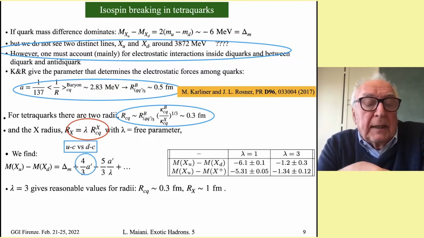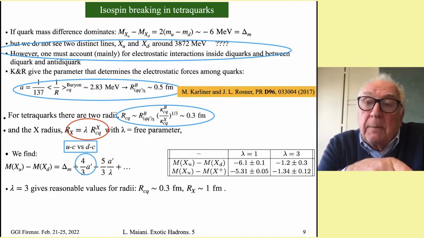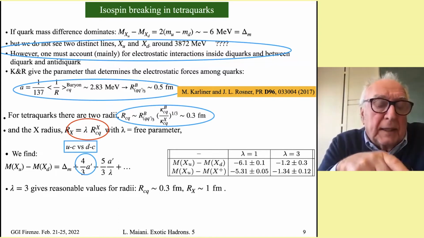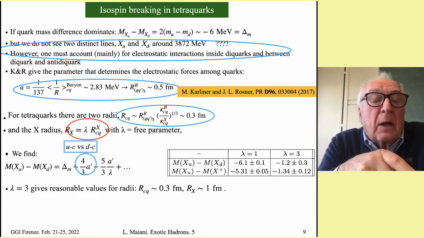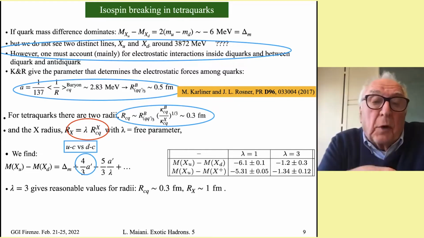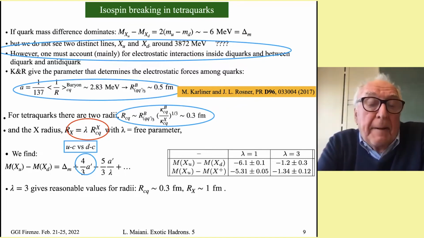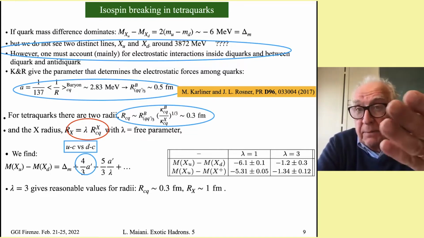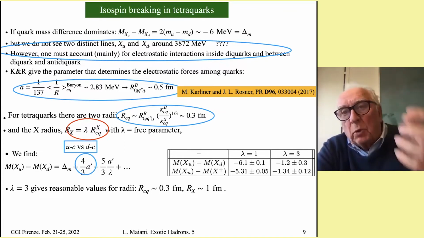And if you make the difference of the electrostatic energy, you find this formula: MXU, that is the tetraquark made by UC, U bar C bar, and XD, the tetraquark made by DC, D bar C bar, is four-thirds A prime, where A prime is the analogous parameter to the Carliner one, but applied to the tetraquark, and of course means that the radius has to be rescaled with the radius of the tetraquark inside the X. You see that this has a plus sign. Delta M is negative, minus 6 MeV, but this energy tends to reduce it in absolute value.